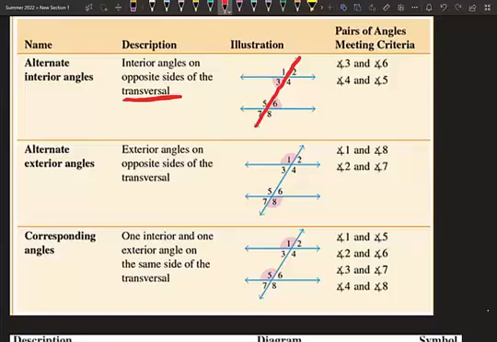Alternate exterior angles are exterior angles on the opposite sides of the transversal. So again, we have the transversal. So they're like alternate spaces. So 1 and 8, and 2 and 7 are alternate exterior angles.